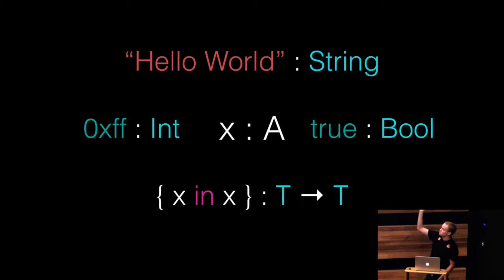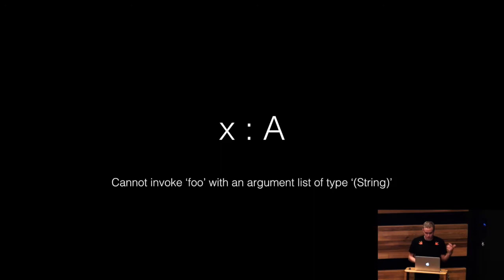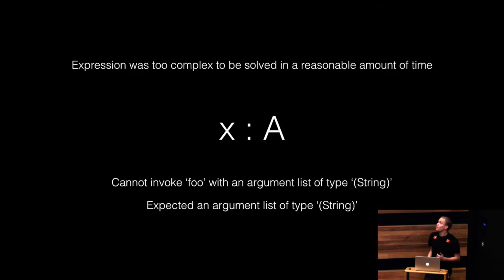Okay, but that's when things work. When things don't quite work, we get interesting error messages. "Cannot invoke foo with an argument list of type string. Expected an argument list of type string." Not great. Or this famous one, "Expression was too complex to be solved in a reasonable amount of time, consider breaking up into distinct sub-expressions." I'm sure you've all seen this at some point.